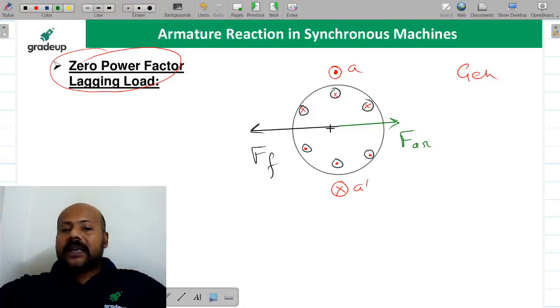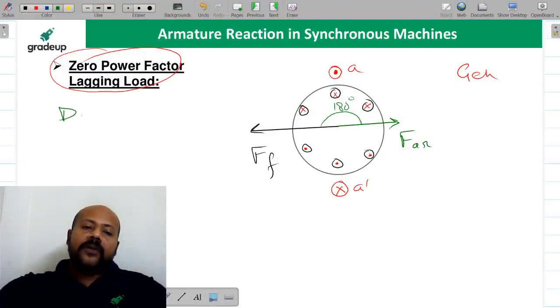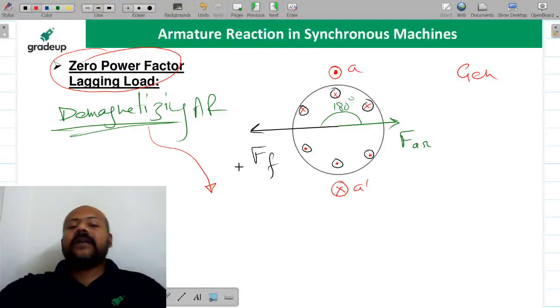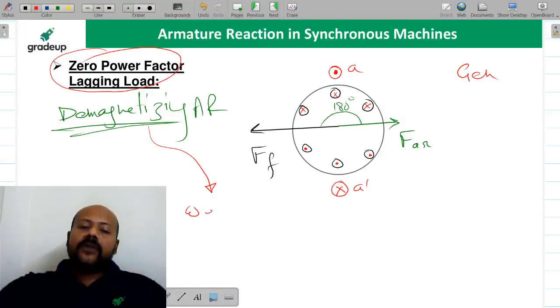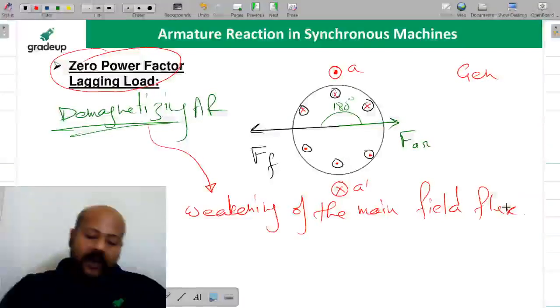Now, if this is complete opposition, this angle is 180 degree, armature flux is lagging the field flux by 180 degree, then you can say it is going to be demagnetizing. What is the meaning of demagnetizing effect of the armature reaction? Somebody can ask you in the interview. You can call it weakening of the main field flux. Weakening of the main field flux.